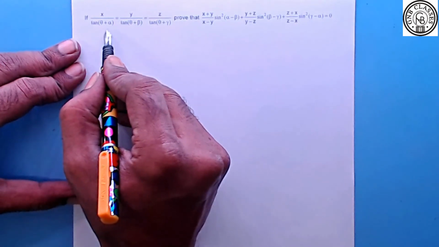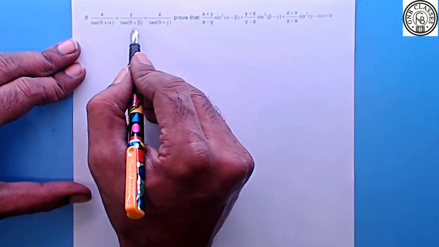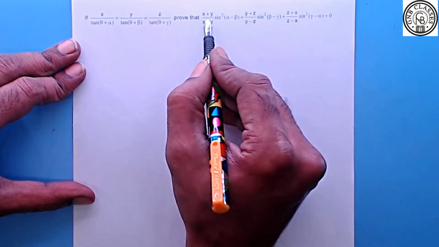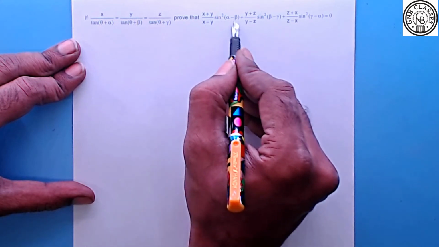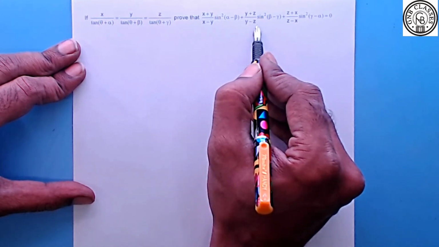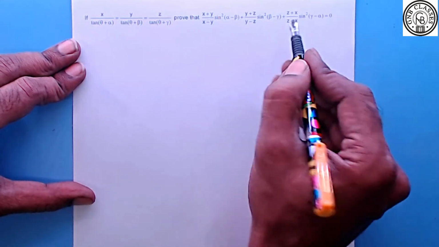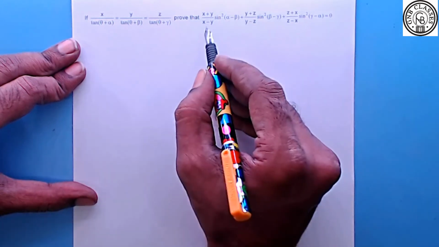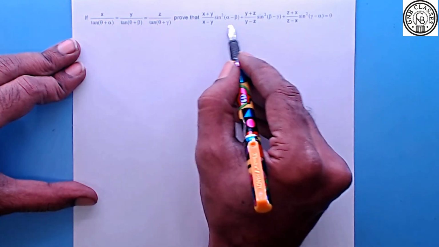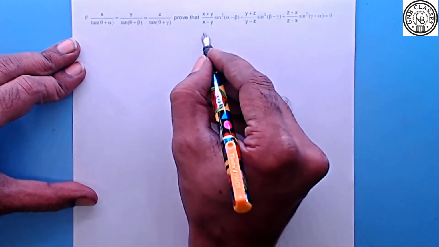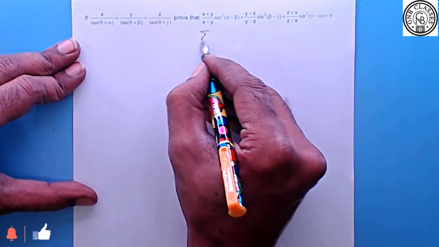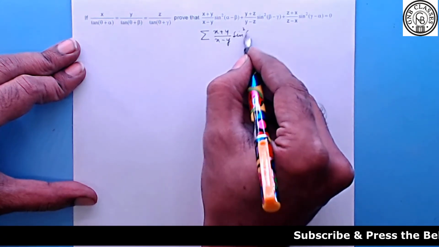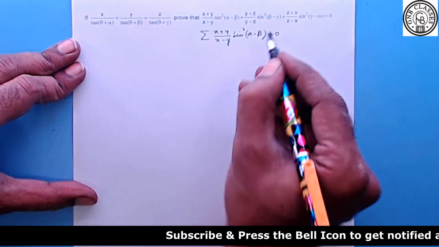If x by tan theta plus alpha equals to y by tan theta plus beta equals to z by tan theta plus gamma, then prove that x plus y by x minus y sine square alpha minus beta plus y plus z by y minus z sine square beta minus gamma plus z plus x by z minus x sine square gamma minus alpha is 0. Now sometimes in examination, teachers don't give such a long expression. They simply write sigma x plus y by x minus y sine square alpha minus beta equals to 0. This you have to prove.